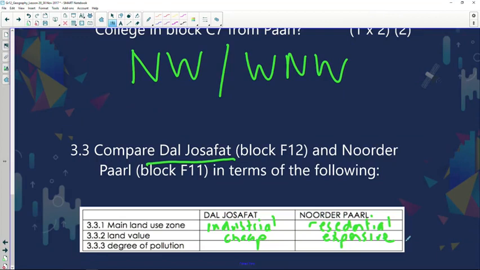Now, the degree of pollution obviously is going to be very high in Dal Josaphat because of all the industries, heavy industries, and Noorderpool is going to be less. There's many green belts around the area. Okay, so let's quickly have a look at our next question.